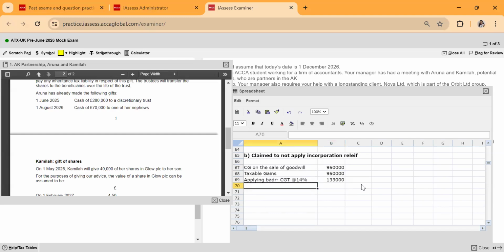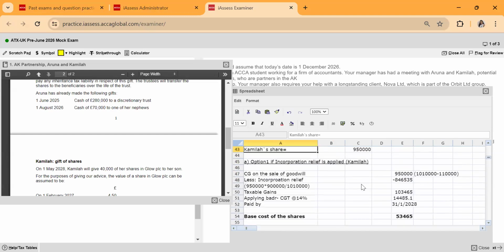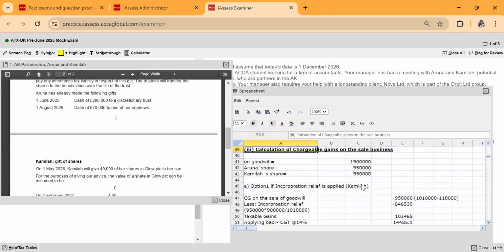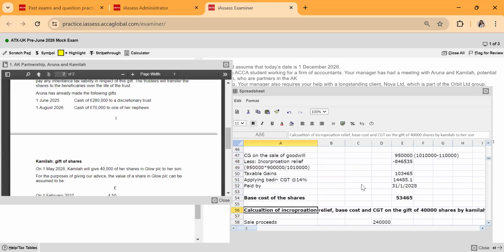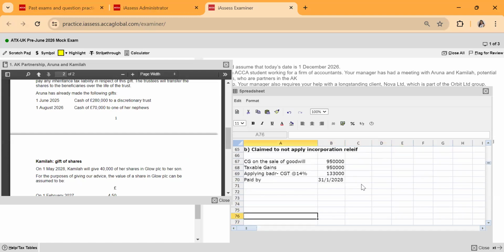Clear? Okay, Madhavan. Now the tax payable due date is the same. That will not change because it is not a residential gain. It really would not matter whether the gain is BADR relief or incorporation relief. It won't matter. Okay. Yes, so clear. Now we need to calculate the base cost.